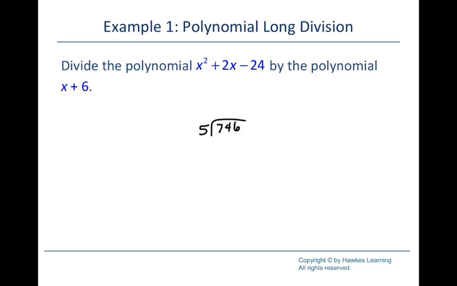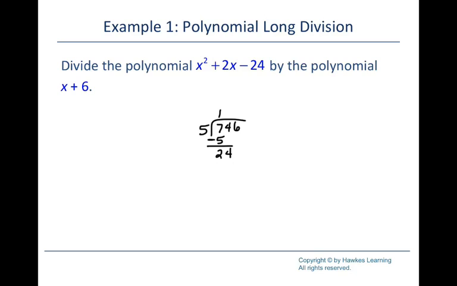Okay, so we first look and say how many times will 5 go into 7. It will go 1 time. 1 times 5 is 5. Subtract it, or change the sign. Then we add them together. So 7 plus negative 5 is 2. Bring down the next number, which is 4.